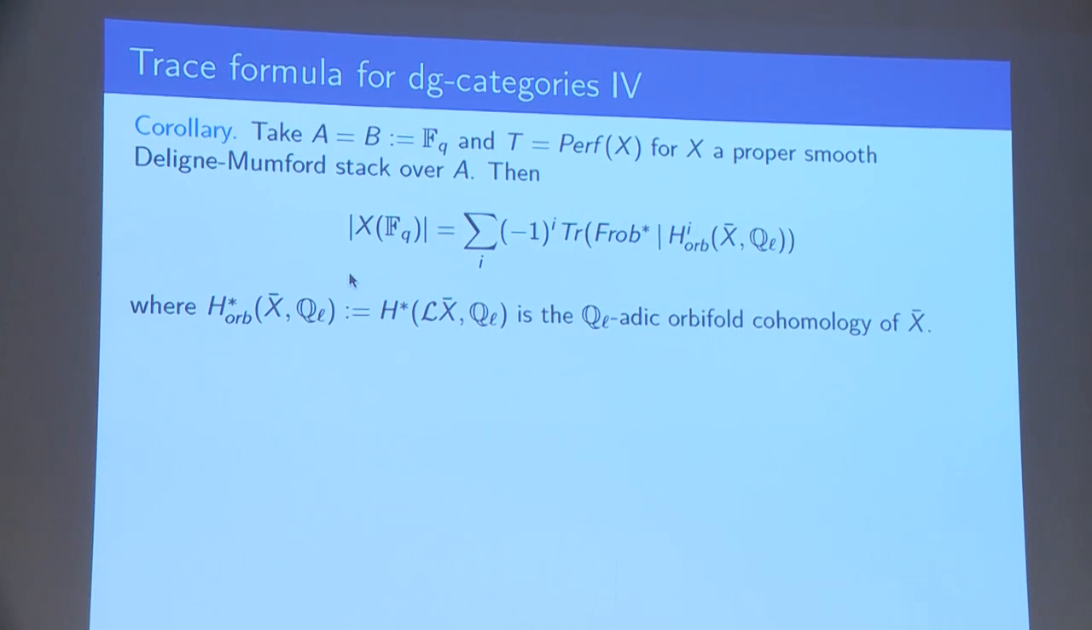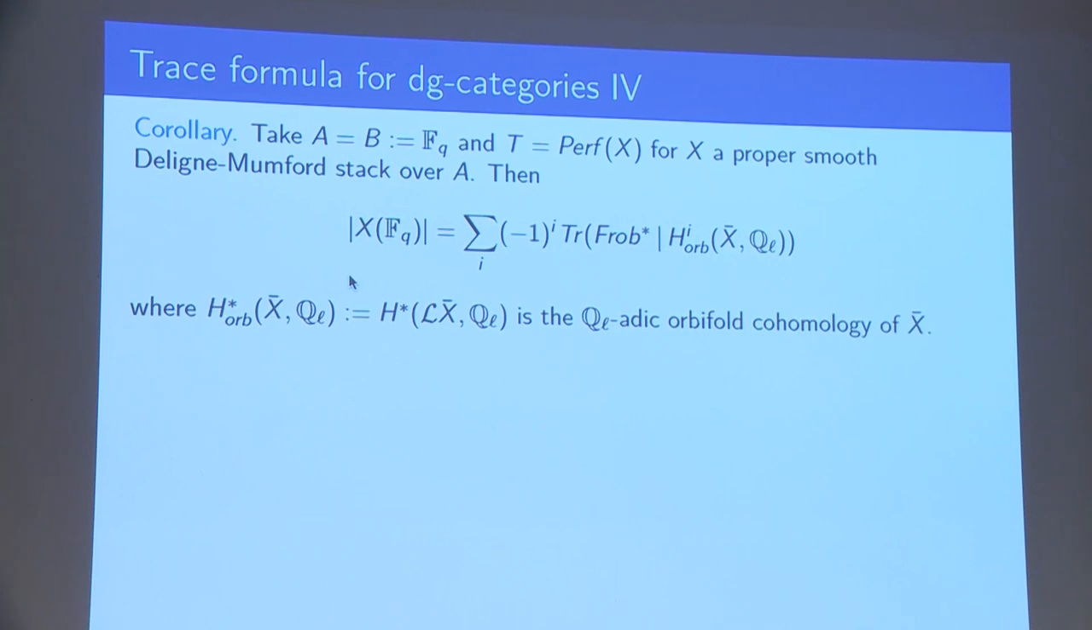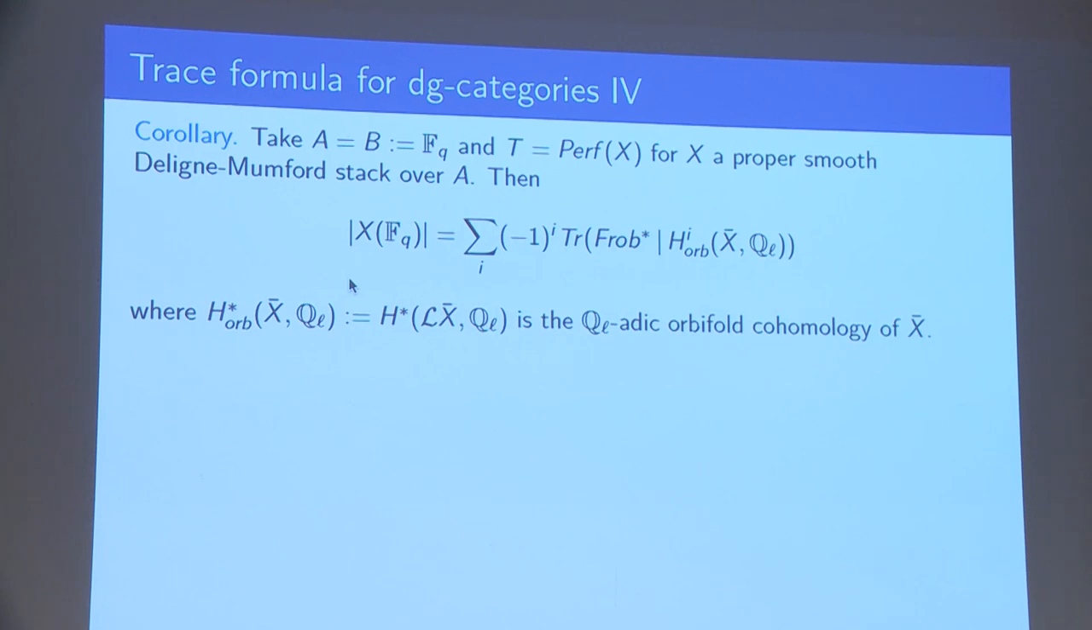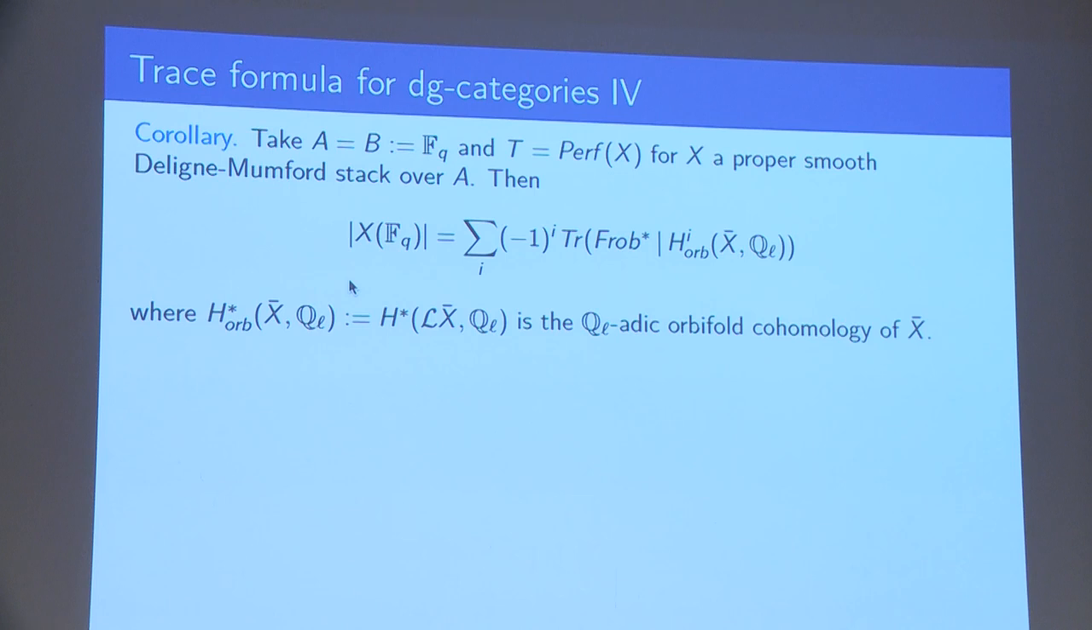Now suppose that you work over a finite field, so now your E-infinity algebra B is equal to A, commutative, and it's F_q. And T is the perfect dg category of a proper smooth Deligne-Mumford stack over A, so over F_q. Then you have this Grothendieck-Lefschetz formula that counts the points of X over F_q. On the right-hand side it is like the Grothendieck formula, but you replace the étale cohomology with the orbifold cohomology, which is actually the Helladic cohomology of the inertia stack of X, everything over F_q bar, of course. So this is a slight generalization, but I think this was already known, of the Grothendieck-Lefschetz formula.